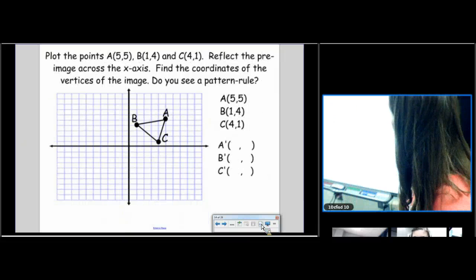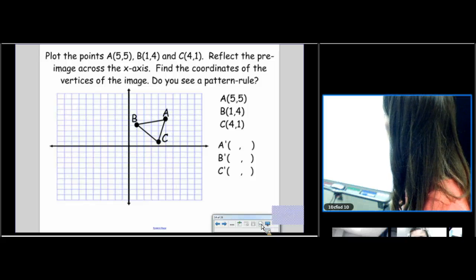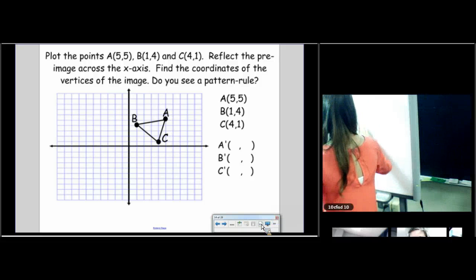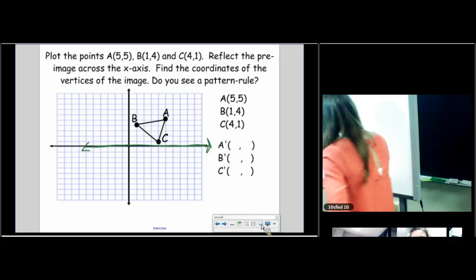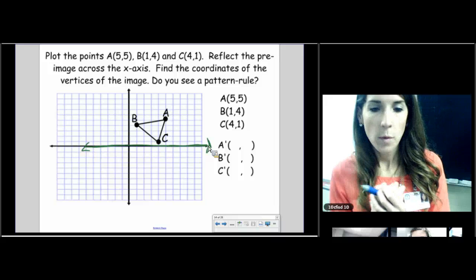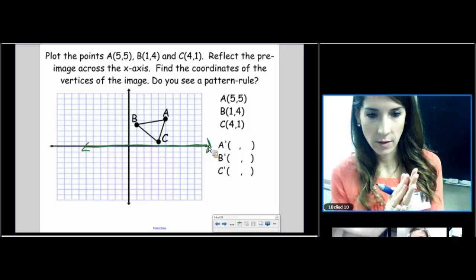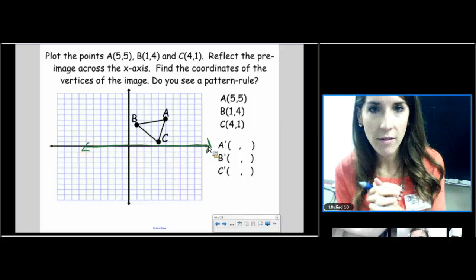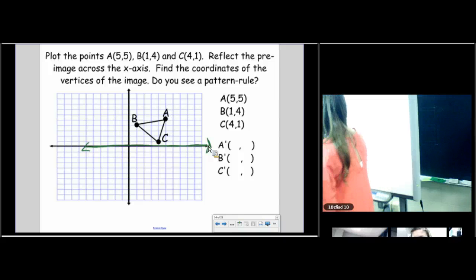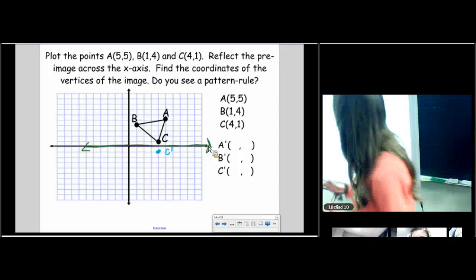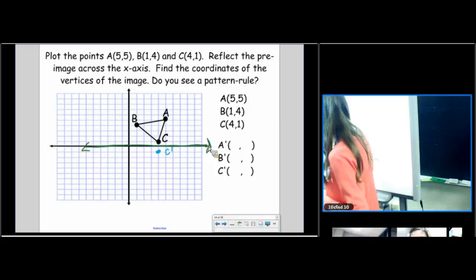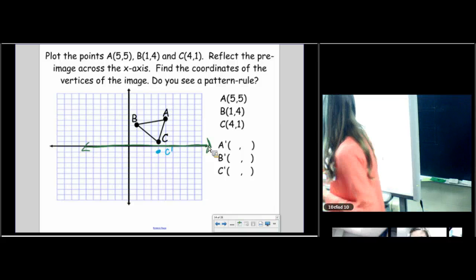Okay, so how are we going to do reflections when we're dealing with the numbers? What are we going to do to the numbers to reflect them? So this says to reflect across the x-axis. So this is going to be our line of reflection right here. And so we want each point to be the same distance away from that green line. So C is 1 above the green line. So to reflect it, I would go 1 below the green line. So there's C prime. B is 1, 2, 3, 4 above the green line. So to reflect it, I would go 1, 2, 3, 4 below the green line.